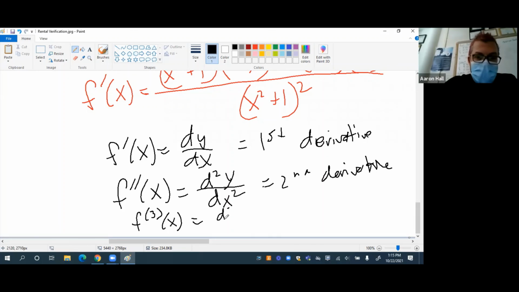We'd have d to the power. So d, what would that be? I would just say the third derivative. I'm actually not sure how to read this. And that would be our third derivative.